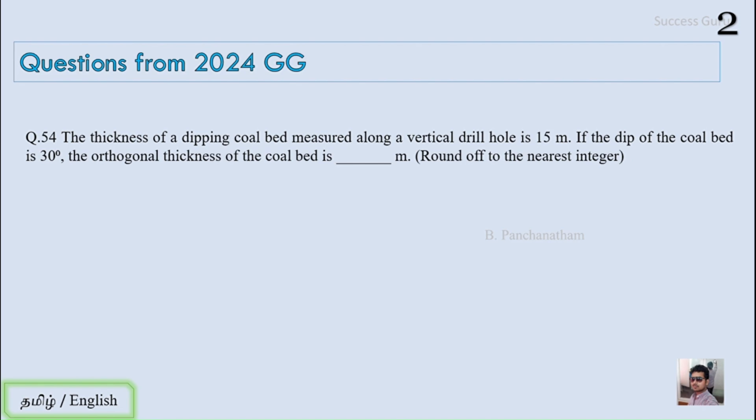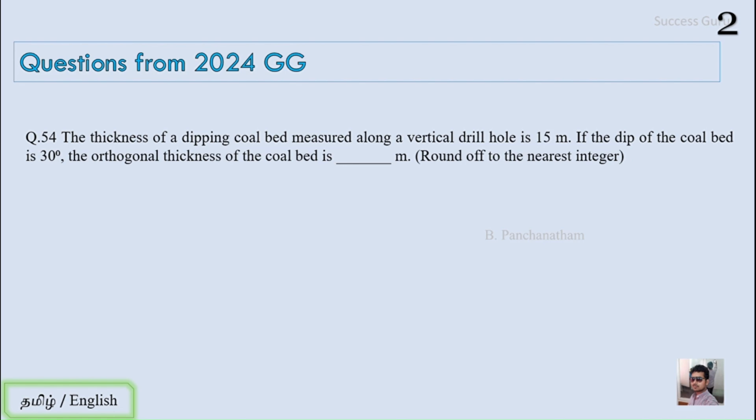Okay, so what they are giving us is an inclined formation, which is actually a coal seam, and its vertical thickness. That is, if a vertical borehole drills an inclined formation, whatever thickness is recovered in the core is called the vertical thickness, right? So that vertical thickness is 15 meters, and we have to find the orthogonal thickness, which is measured perpendicular to the bedding plane, which we also call the true thickness.